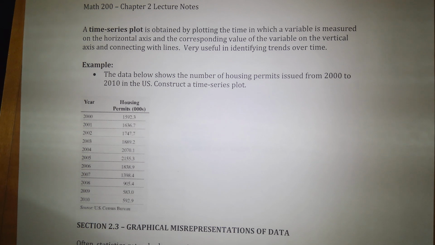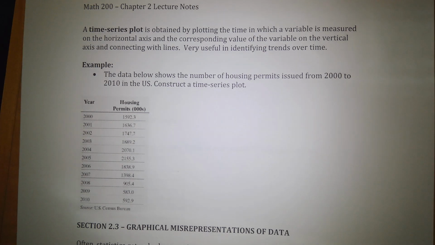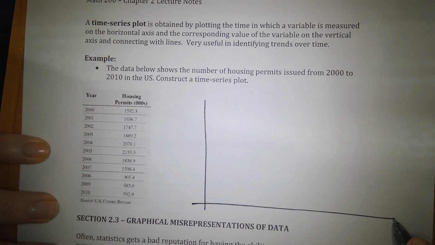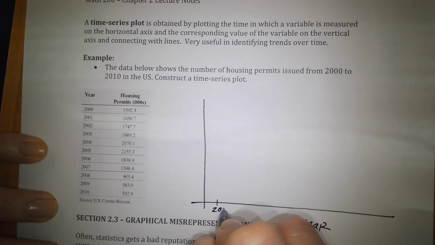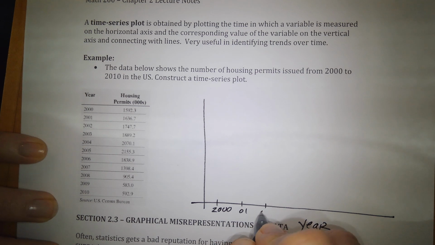For this example, we're going to show the number of housing permits that were issued between the years of 2000 to 2010 in the US, and we'll construct a time series plot. So a time series plot has two sets of axes. Always along the x-axis is going to be your independent variable, which is going to be time. So I'm going to put the years down here, starting with the year 2000 all the way up to the year 2010.